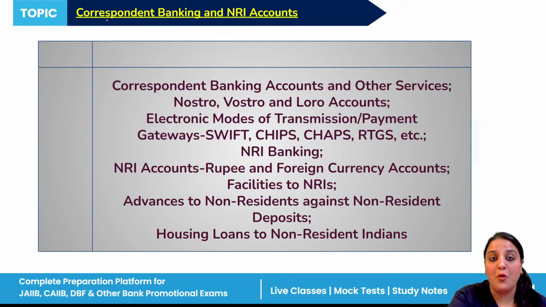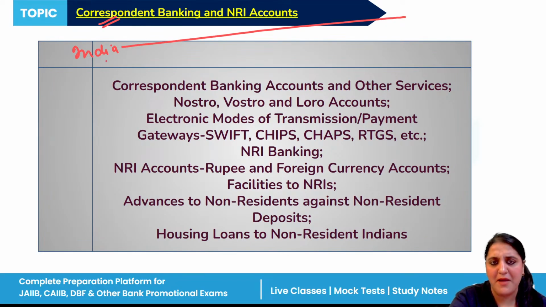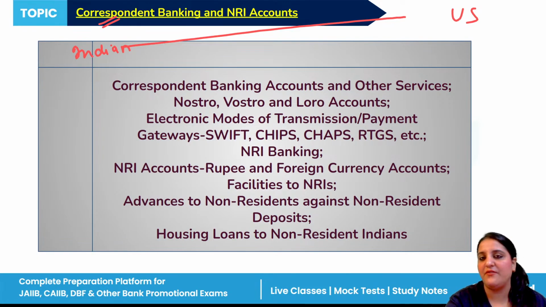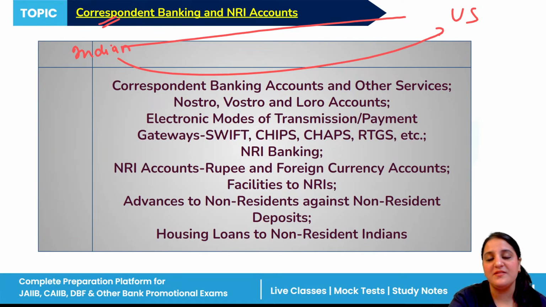Then correspondent banking. What is correspondent banking? Suppose any Indian bank wants to serve their customers in the US, but there is no branch available in the US. So the Indian bank will deal with a US bank, and they say to that US bank, please serve my customers on my behalf, I will pay you a fee. That concept is correspondent banking.